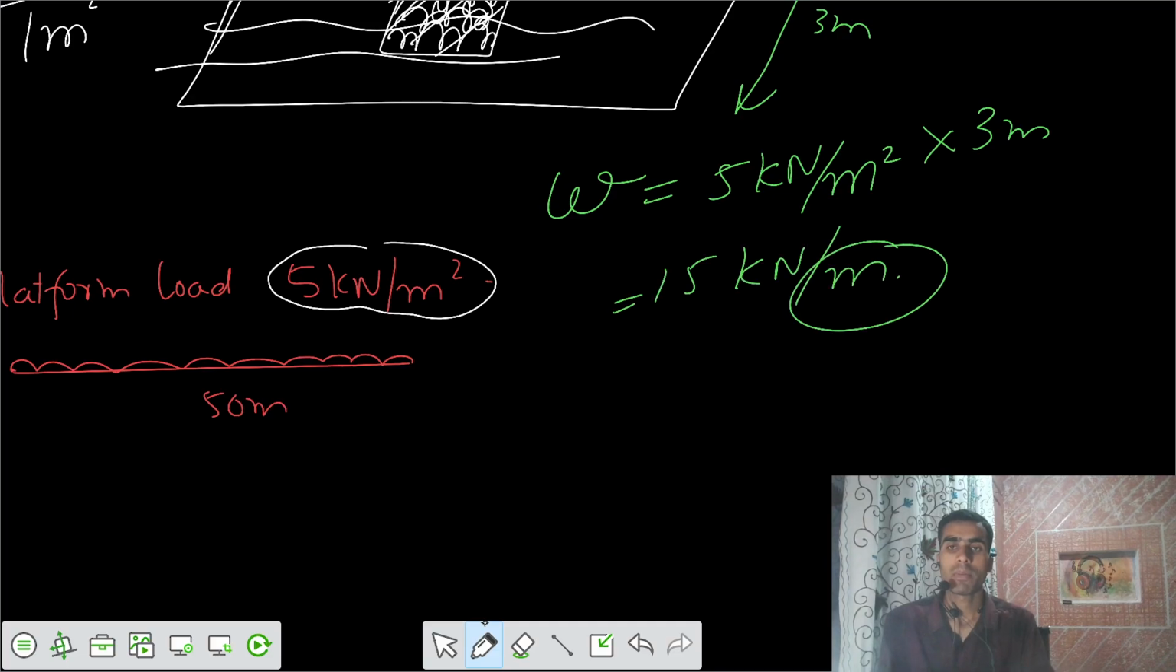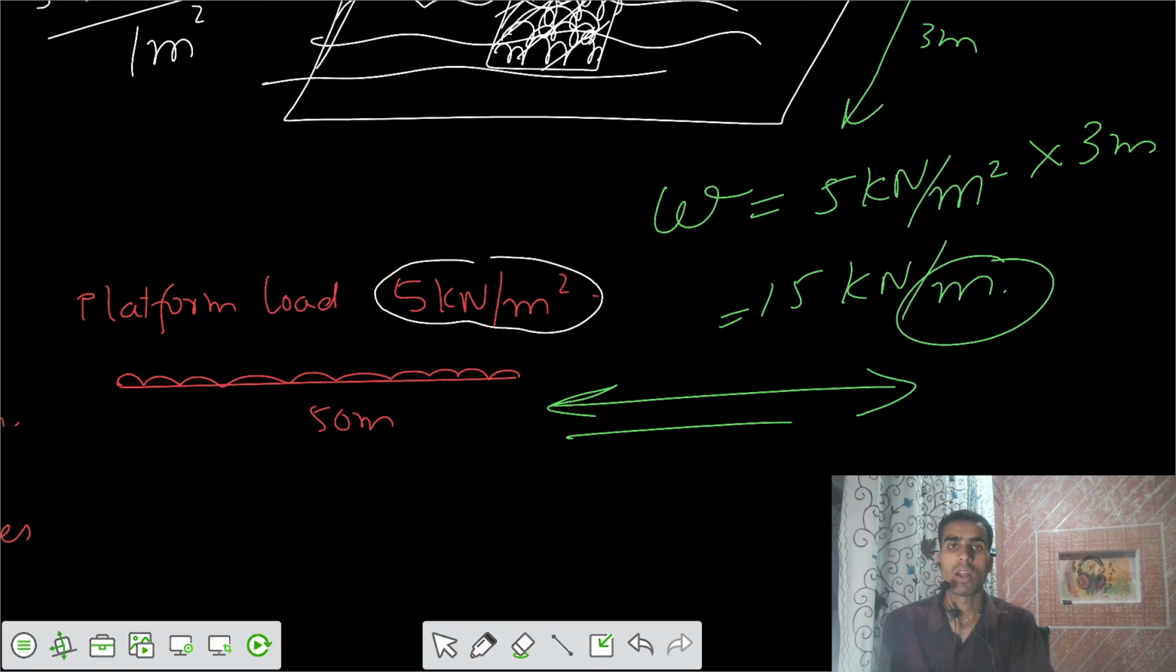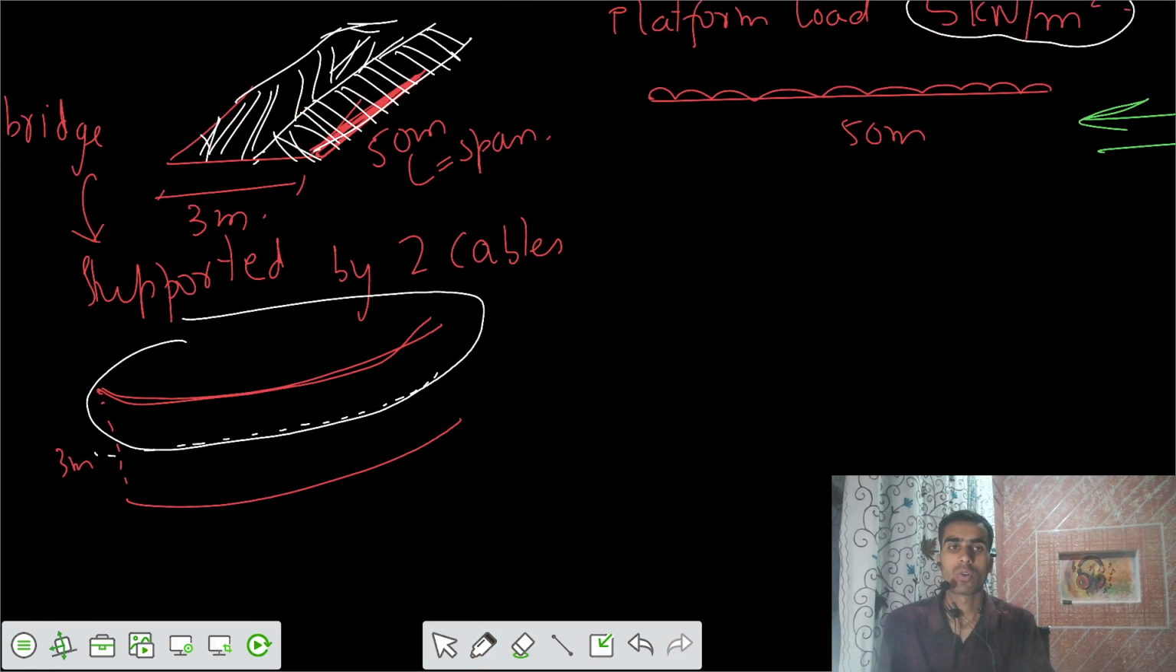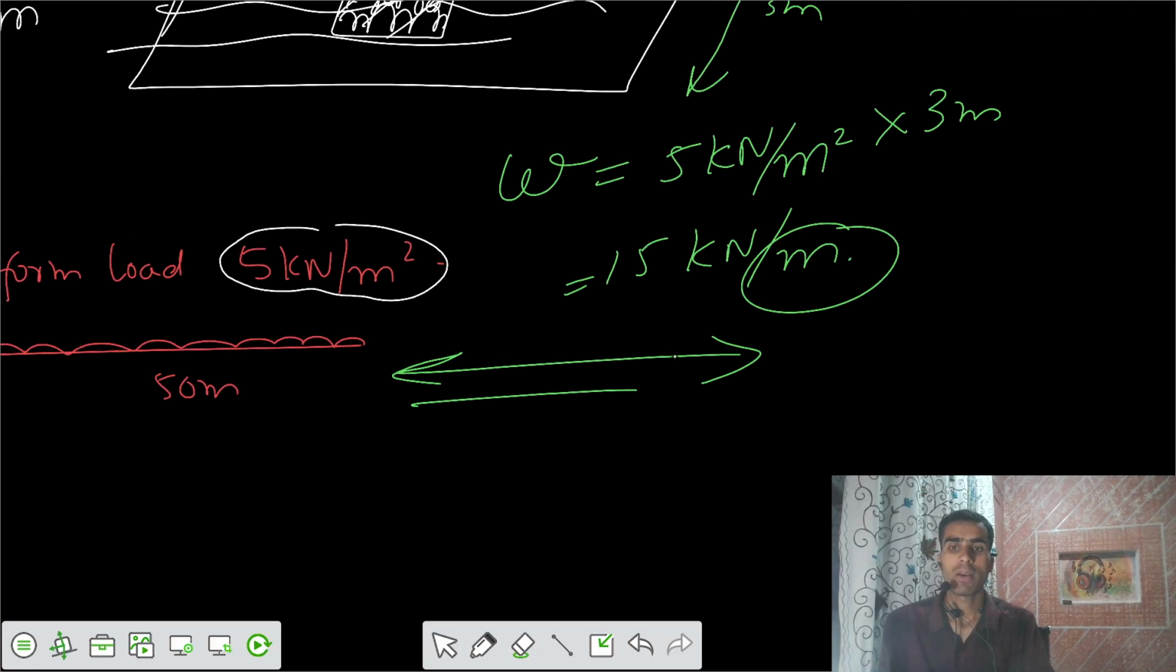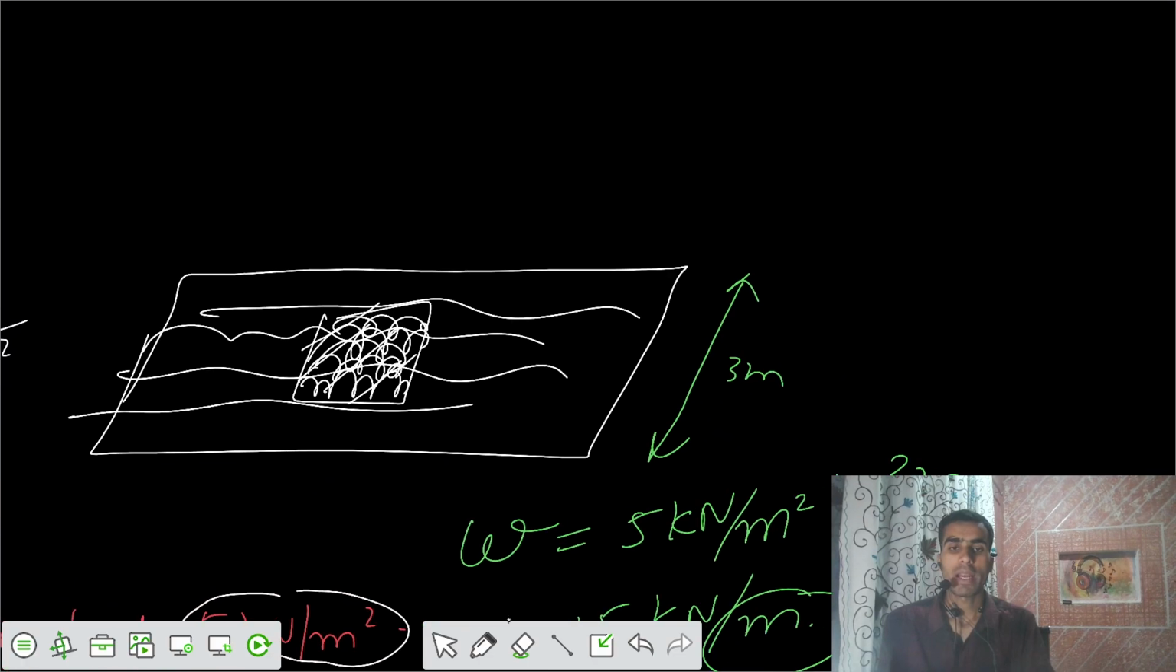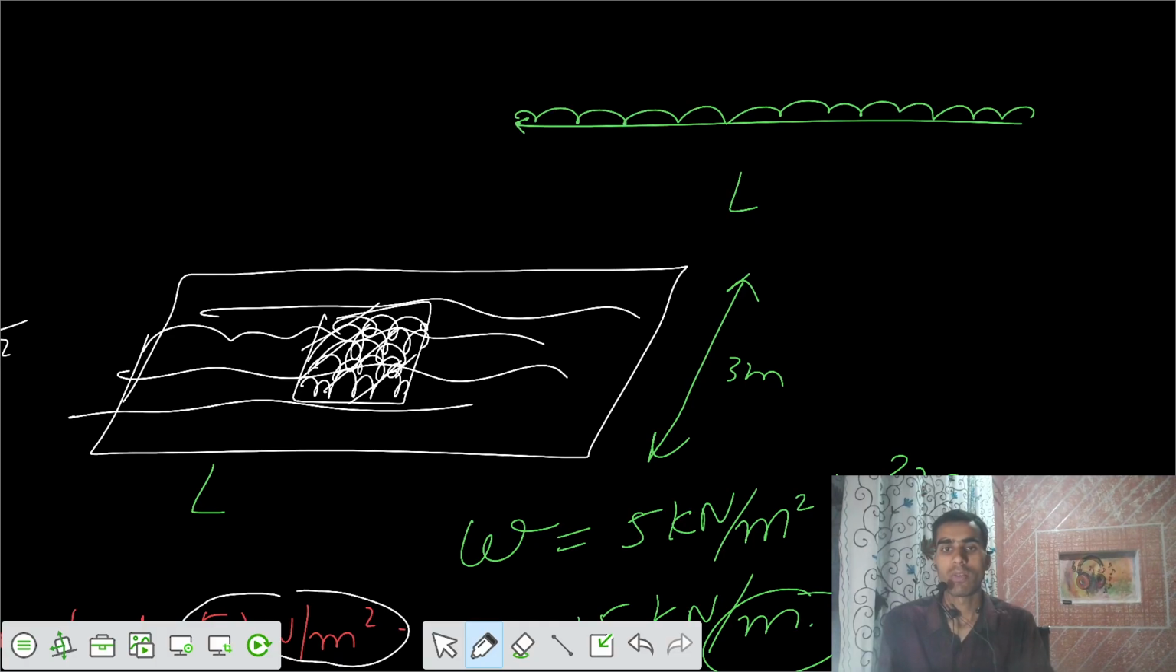Now this per meter means along the longitudinal direction, along the total length of 50 meters span. If I want to convert it in terms of a line diagram, the area becomes a line. Now this was your length L, and I want to convert it only in terms of the line L.